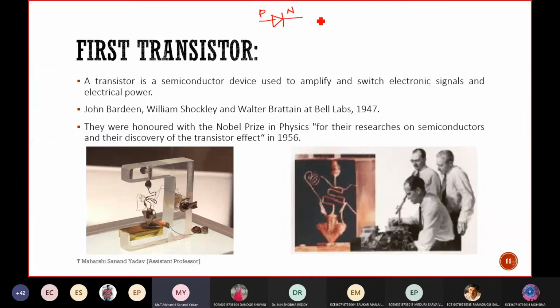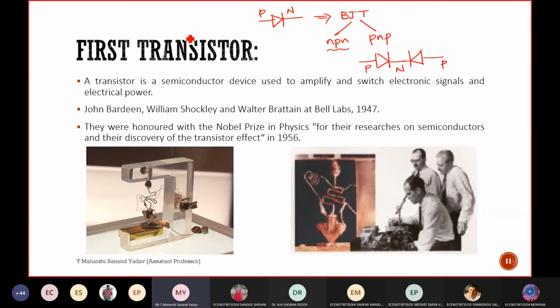P and N. After this, BJT, bipolar junction transistor, which is nothing but 2 diodes connected back to back. In this we have seen NPN as well as PNP. Suppose this is PNP. It looks something like this. This is P, this is N, and this is P. Here N is sandwiched between 2 P-type materials. Same story with NPN also.